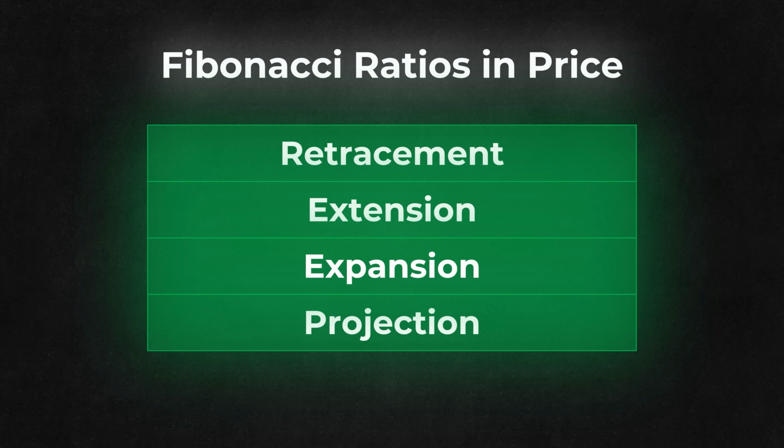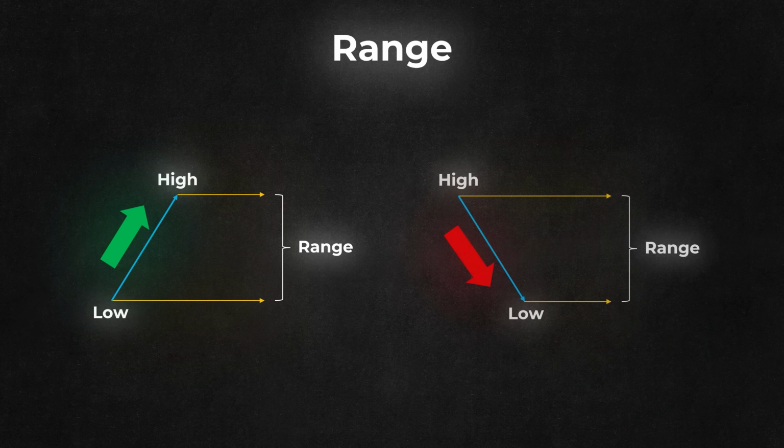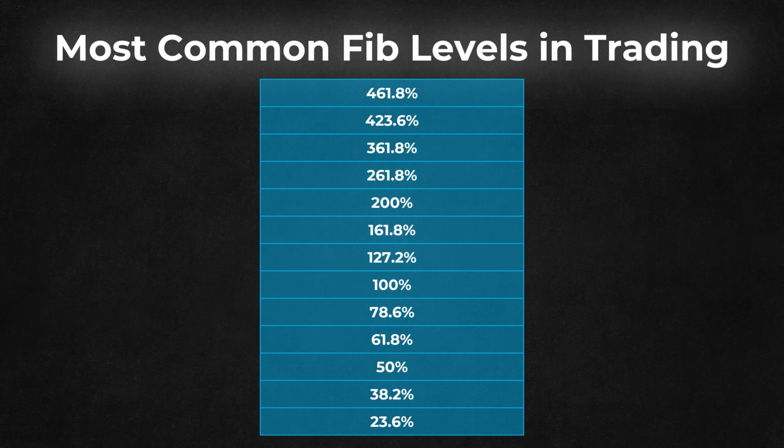Before we understand the difference between these four price-based ratios, we need the concept of range. Range is simply the vertical distance between a low and a high in the chart. It's also helpful to define the most common Fibonacci levels used in trading. With that established, let's move on to the most common price-based Fib tool, which is the Fibonacci Retracement.